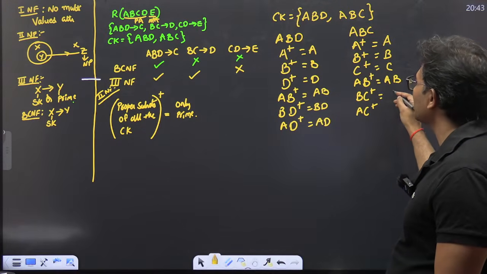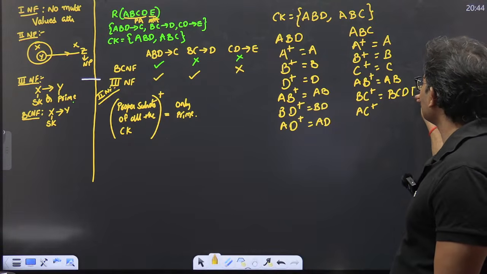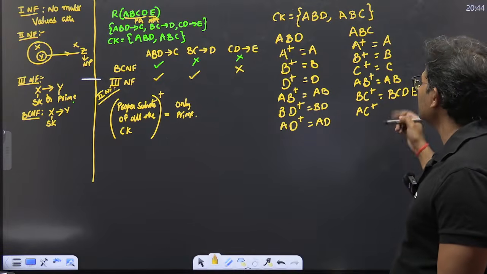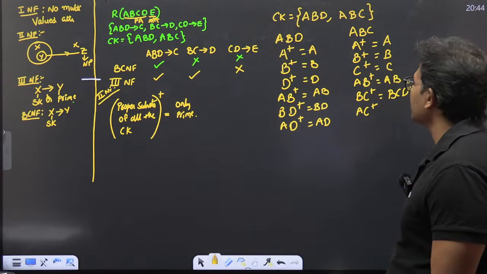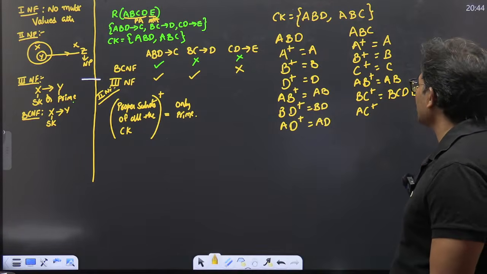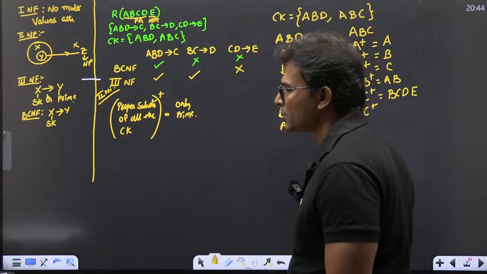And what is BC plus? BC plus is BCD, and because of CD I get E. Then A is not there, right? So BC is going to give us D, and CD is going to give us E, right? And there is no ABD.